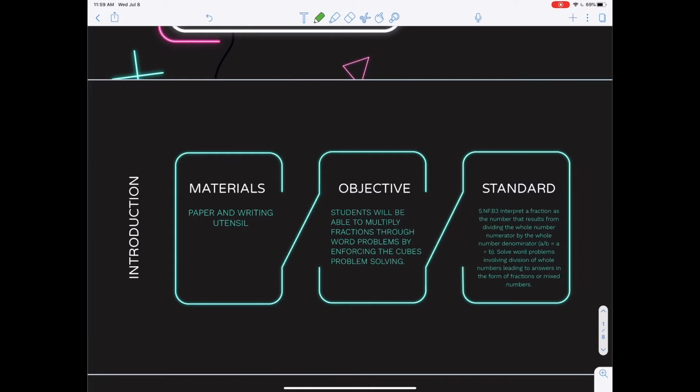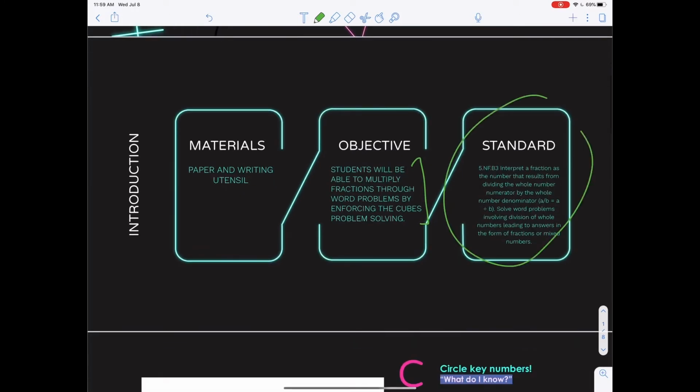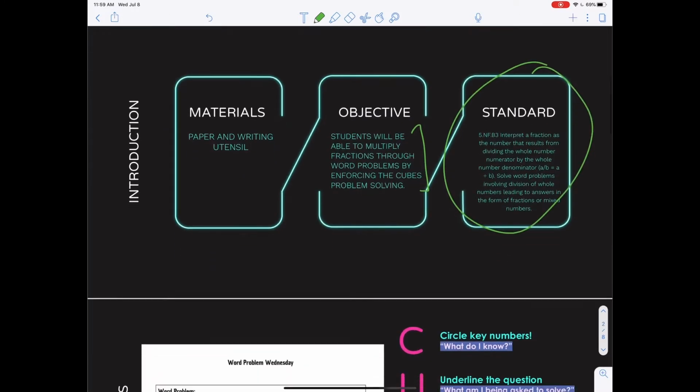The materials you're going to need are paper and a writing utensil. If you need to go get it, go ahead and run and grab it now. Just pause the video. Our objective is that you'll be able to multiply fractions with word problems by enforcing the CUBES problem solving strategy. And there is the standard, if you want to pause and read that.